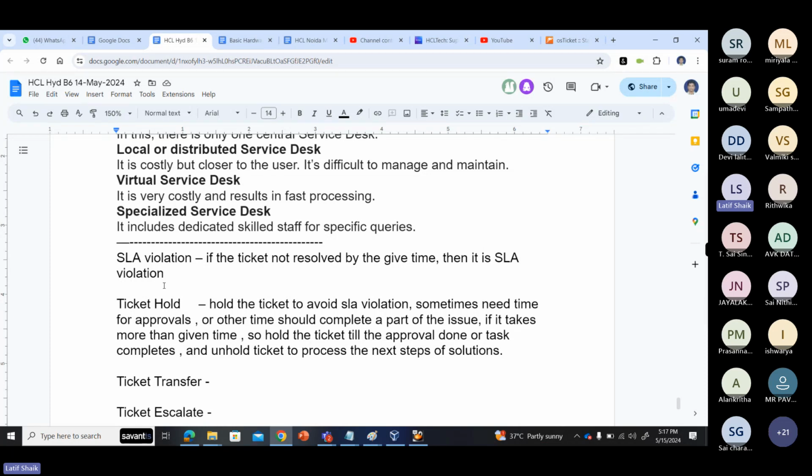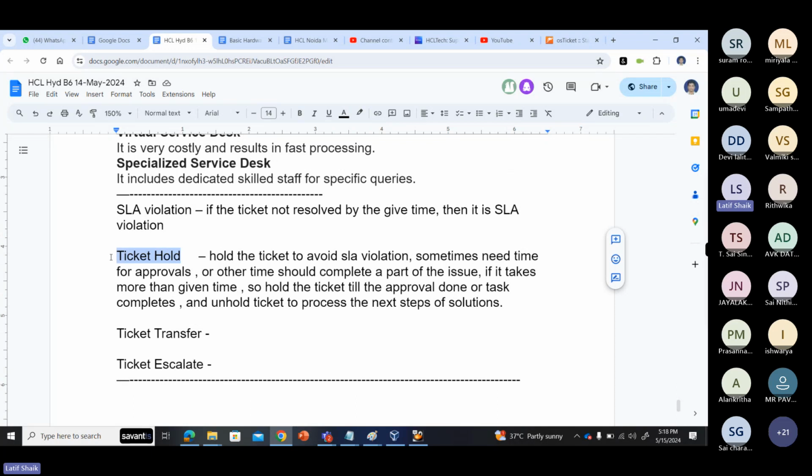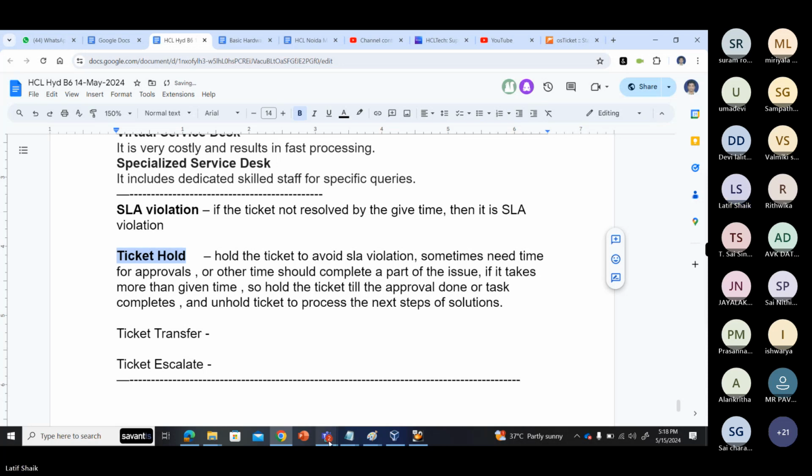So in those cases, we have a choice called ticket holding. There is a chance of ticket holding. What is this ticket holding? I told you it's a P2 ticket. What is the time?